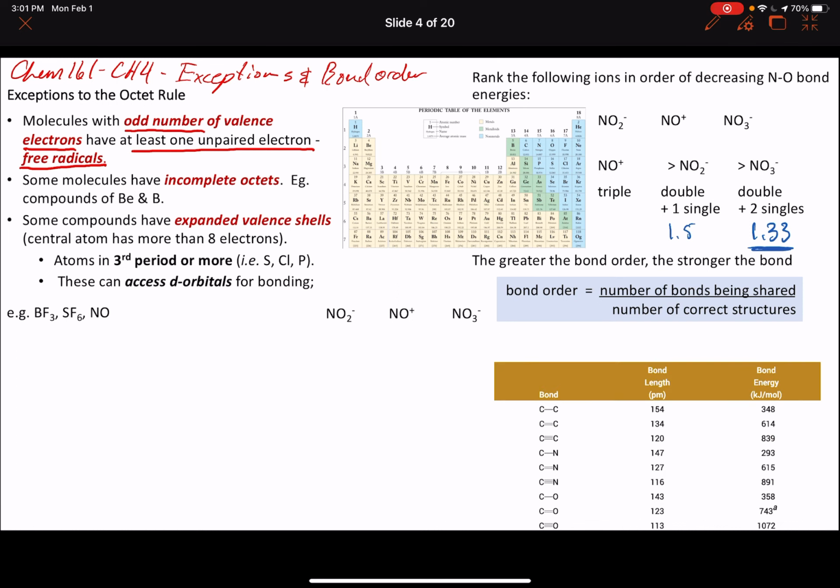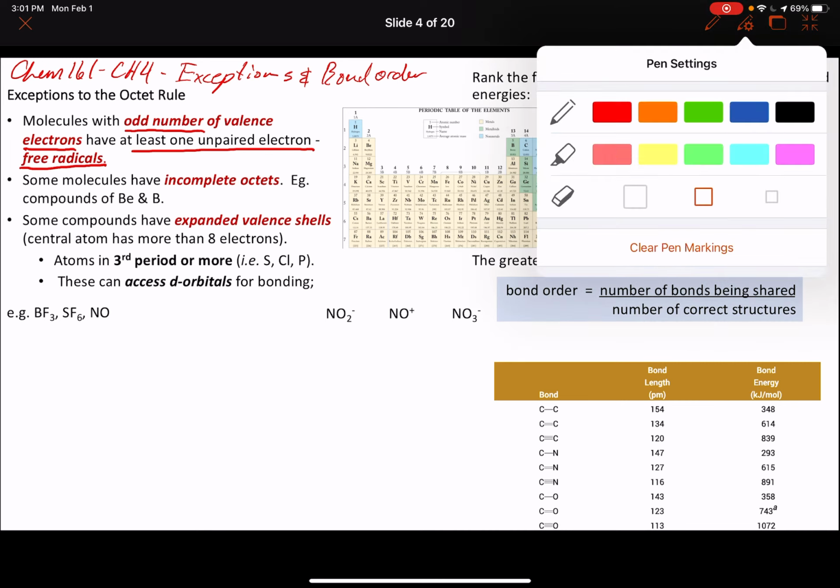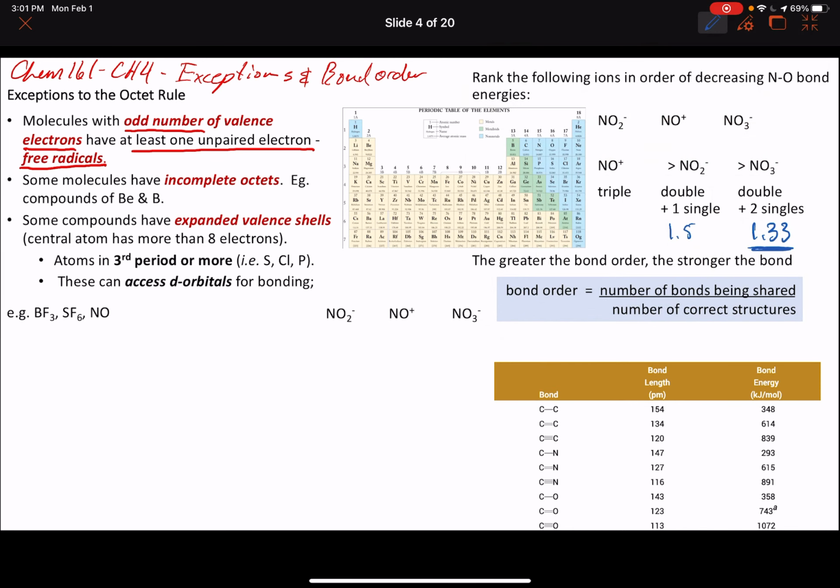So our prediction was that when we have triple bonds, they will be the strongest and the shortest, and when we have single bonds, they will be the weakest and the longest. And so you will see that over lots of different data. So your textbook has a more complete set of data, but here's an example where we have carbon-carbon single, double, and triple bonds.